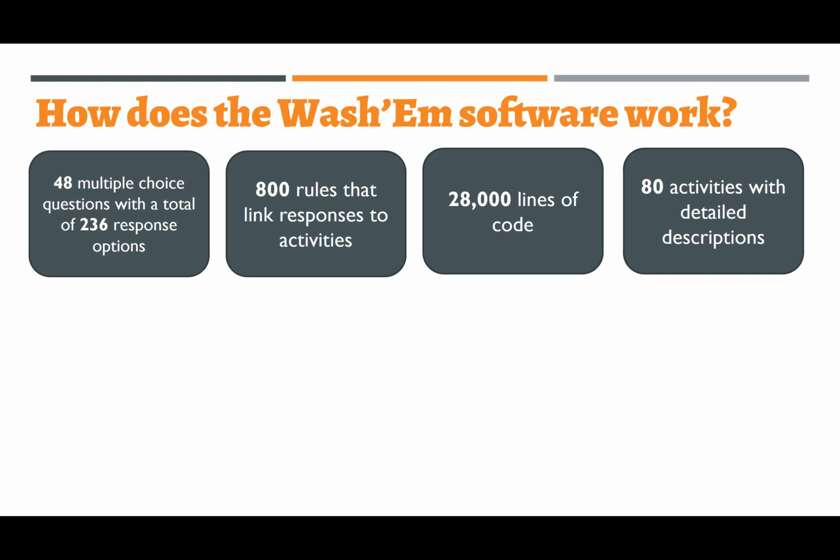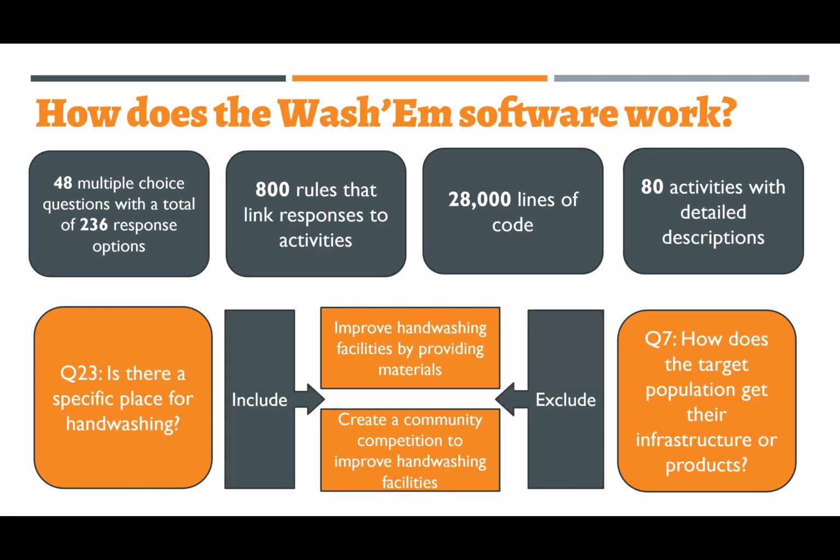So every time you provide an answer and you click one of those orange circles, it uses a database of 800 rules about behavior and 28,000 lines of code to select from 80 different hand washing related activities. So in practice, what this means, I will show you just one quick example.